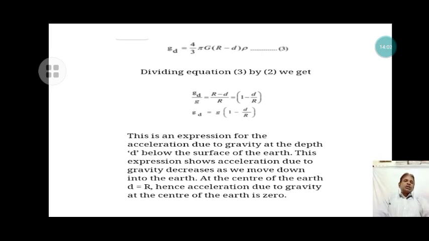In the next video we discuss how the weight of a body changes when it moves on the moon, and how the acceleration due to gravity and the acceleration due to the moon are related. We are going to discuss that in the next slide. Thank you very much.